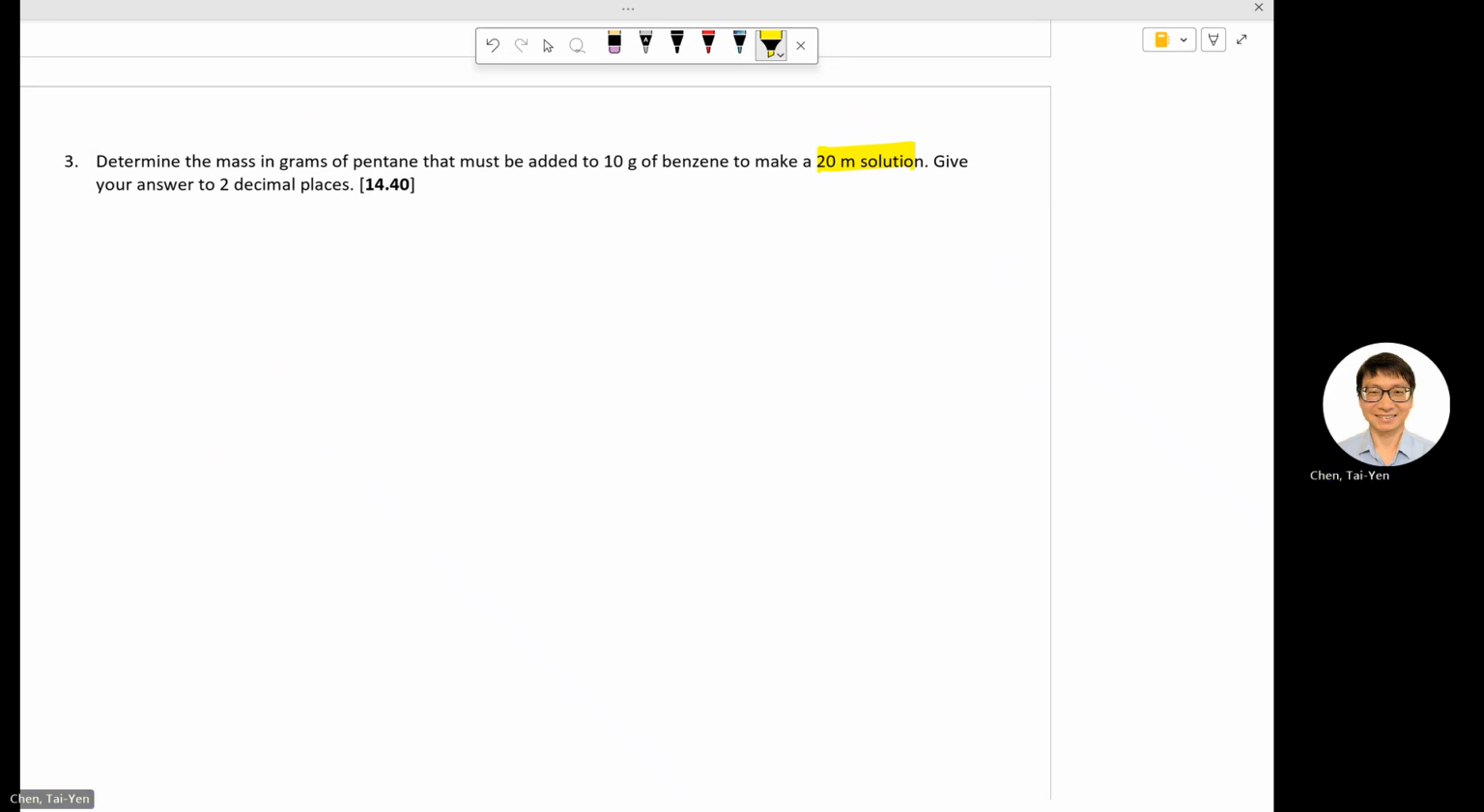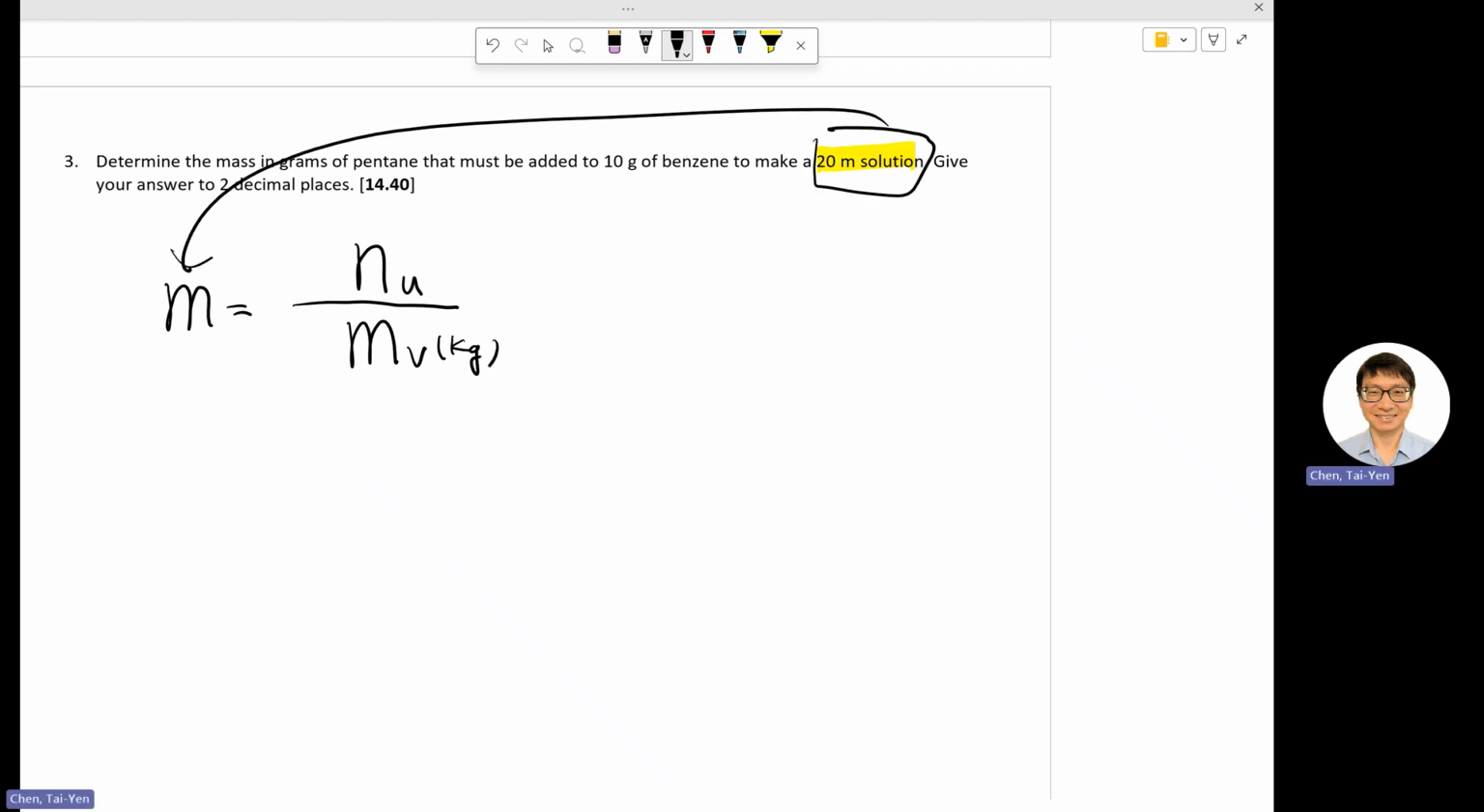So why is that a keyword? That's the only concentration unit over there. So what does 20 m mean? It's molality. So m is defined as what? Moles of your solute divided by the mass of your solvent in kilogram. So this is the keyword, and that is the thing that you are going to use.